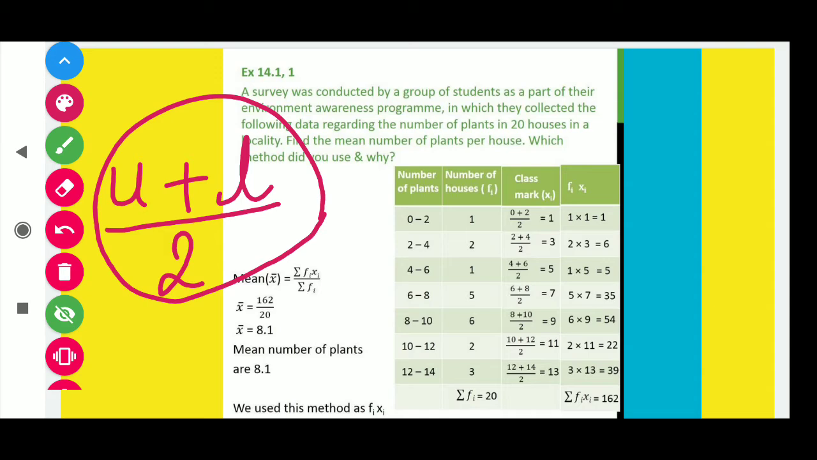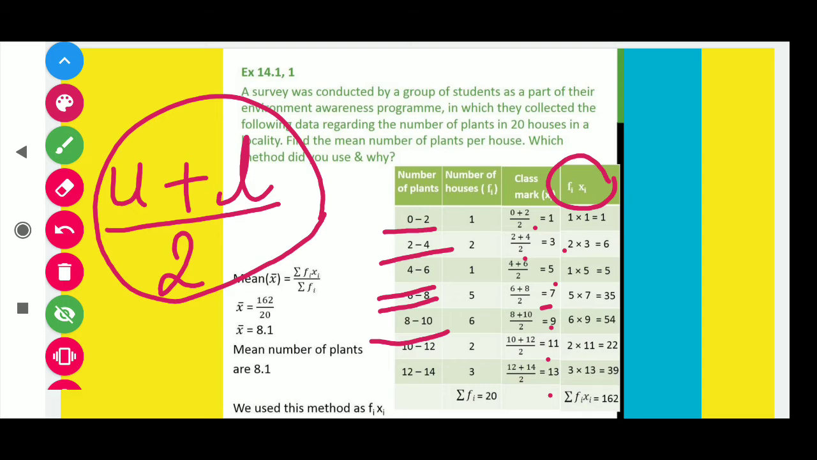Okay. In this way you can see that 0 plus 2 divided by 2 we get 1, 2 plus 4 divided by 2 we get 3, 4 plus 6 10 divided by 2 we get 5, and 6 plus 8 we get 14 divided by 2 7, 8 plus 10 we get 18 divided by 2 we get 9. Similarly, next we get 11 and 13. This is the class mark. So now we have to multiply fi into xi.